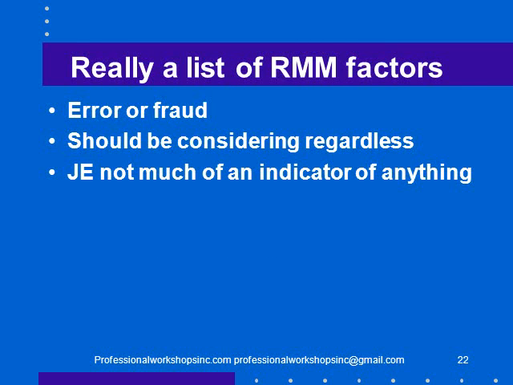Now, what that advice really is, is a list of risk of material misstatement factors of either error or fraud. I would probably be more concerned about error in each of those circumstances than I would be about fraud. Or I guess maybe I should say I'd just be concerned about misstatement. I don't care whether it's error or fraud. I care about identifying the misstatement. So we should be considering those regardless, and it really has very little, if anything, to do with journal entries.